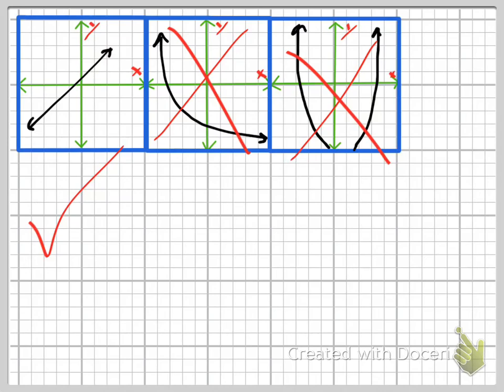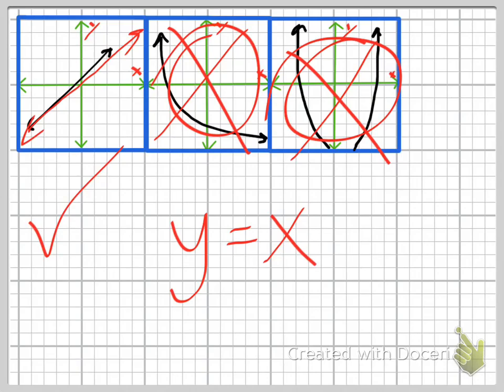Now the parent function for linear is y equals x. That's basically before we add or multiply or subtract or divide anything to these variables. And it goes right through the origin. So actually, it looks more like this. Goes right through the 0, 0 and goes up 1 over 1, up 1 over 1. But we'll talk more about that later. How you identify by just looking at the graph is if it forms a straight line. If it curves like this one or curves like this one, it's not linear.